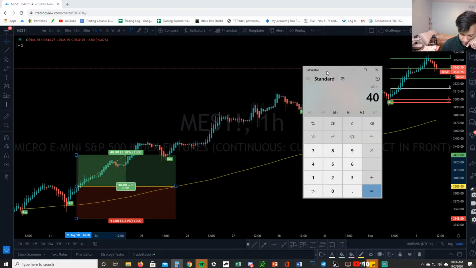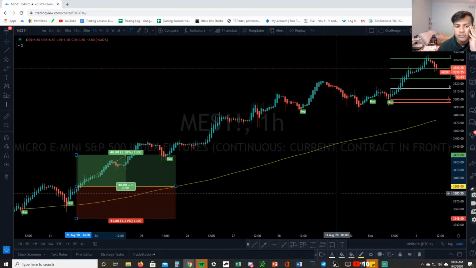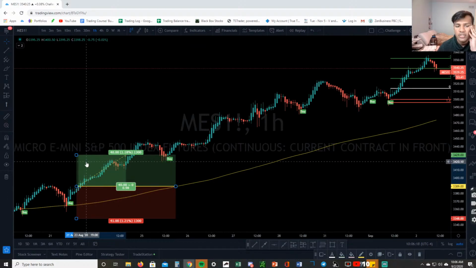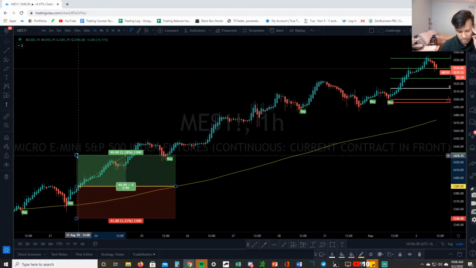40 times 5, because that's how many dollars you get per point. That's 200. And obviously you have 2 contracts, times 2, 400. So you can just have like 1 or 2 contracts on the micros. Just swing trade those.